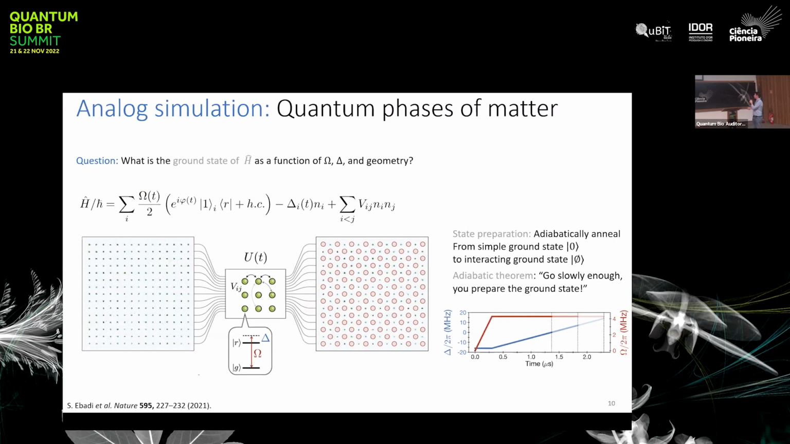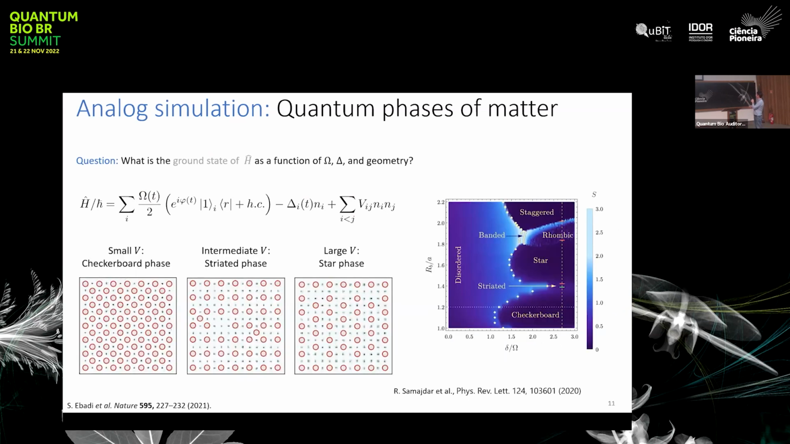To be even more specific, one can even consider mapping out the full phase diagram of this Hamiltonian, in terms of the detuning, small delta here is just this capital delta, and the blockade radius that I introduced before. And you see here that the phase diagram is sufficiently rich. It consists of several phases, including our checkerboard phase, an intermediate striated phase, which is a purely quantum phase, and then a so-called star phase for large interactions.